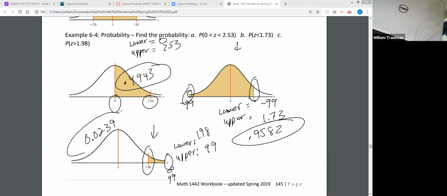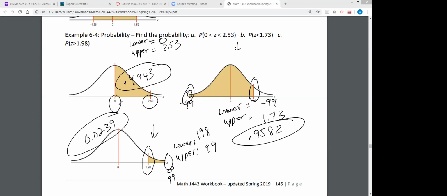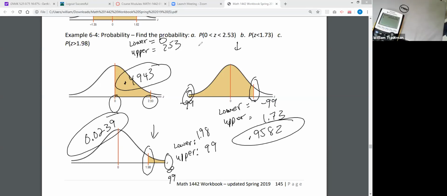0.0239, 4 decimal places. All right, that's pretty good.